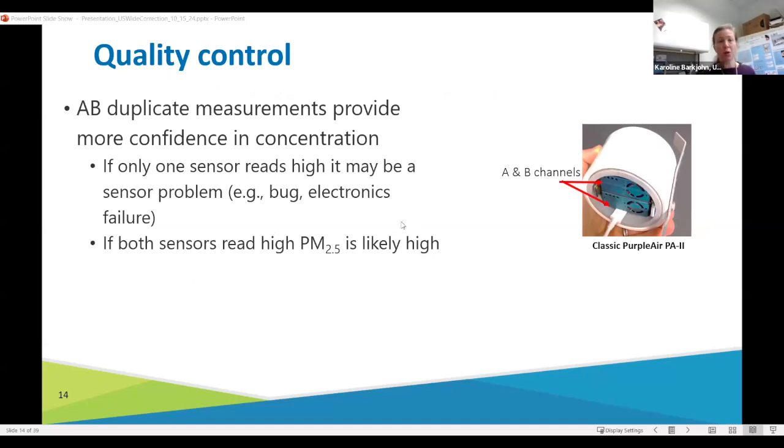And real briefly, I want to touch on the quality control. PurpleAir has 2 of these internal Plantower PMS 5003 sensors. And so we're able to throw out measurements if they disagree, right? If only one sensor reads high, it could be a sensor problem, whether that's a bug that's living in there, some kind of electronics failure. But if both sensors read high, the PM 2.5 is likely high. And that could be something, that sensor may look way different than other sites because maybe someone is smoking right under your sensor, something like that. But that's one level of QA we can use.